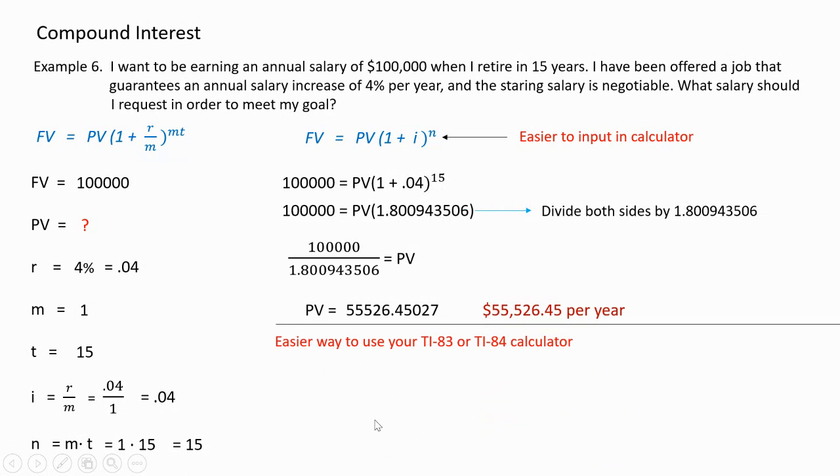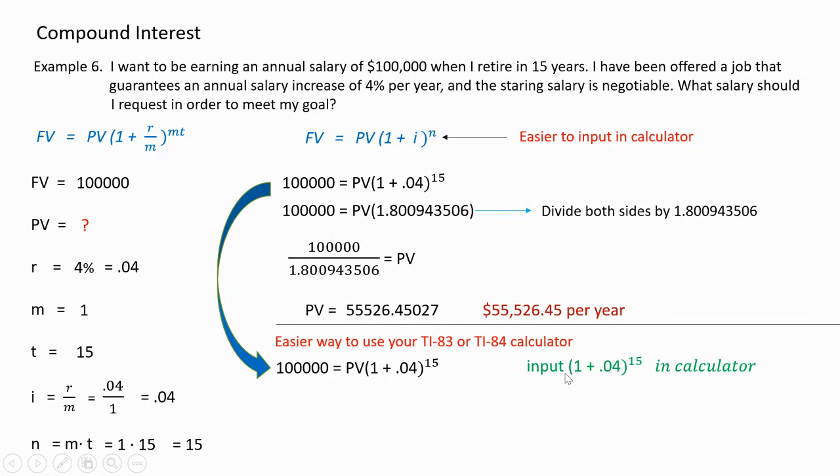Now, again, an easy way to use the TI-84 calculator. So I'm going to put this over here, so that goes there. Here's how you start. You're going to input just the way it is. Hey guys, if you have a calculator, please use it right now. You're going to put parentheses: 1 plus 0.04, close parentheses, to the power of 15. You can enter. You should get something like 1.80943506. That's what you should see in the calculator.